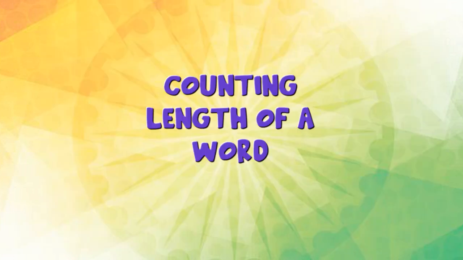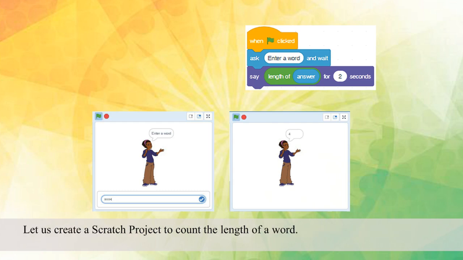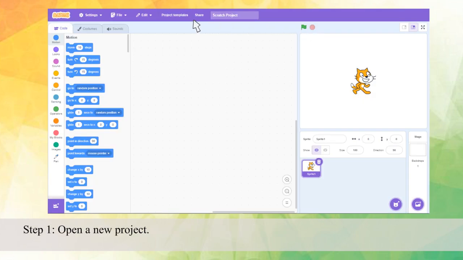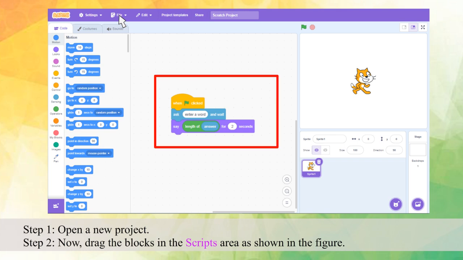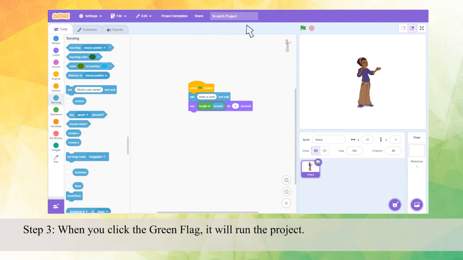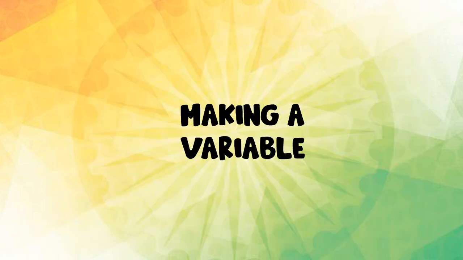Counting length of a word. Scratch blocks provide the feature to count the letters that are used to form a word. Let us create a Scratch project to count the length of a word. Step 1. Open a new project. Step 2. Now, drag the blocks in the scripts area as shown in the figure. Step 3. When you click the green flag, it will run the project.